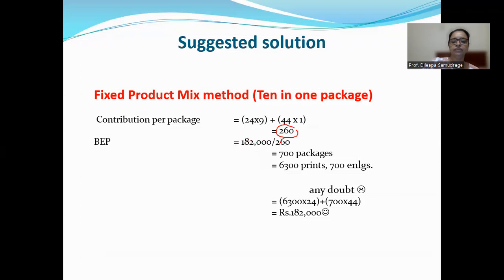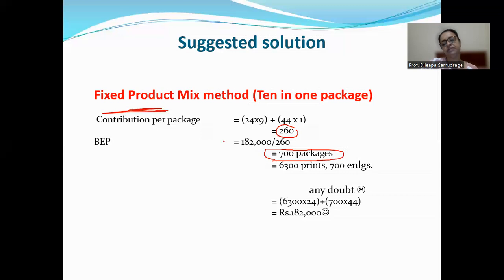When you divide it by 260, you get 700 packages. So you know inside one package there are 9 prints, therefore you have to multiply it by 9 to get how many prints are inside these 700 packages. So inside these 700 packages, you have 6,300 prints and, because it is one enlargement per package, 700 enlargements, right? So this is the fixed product mix method.